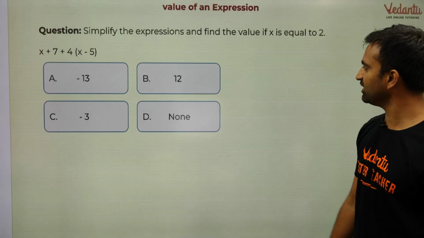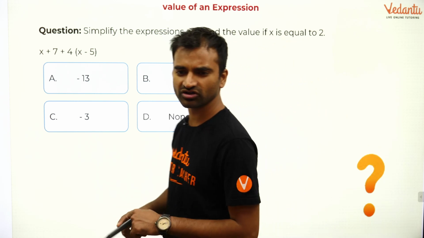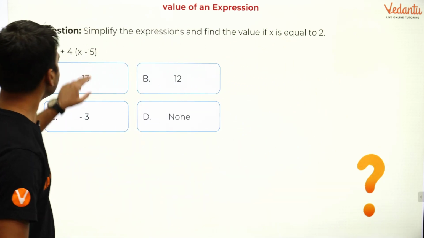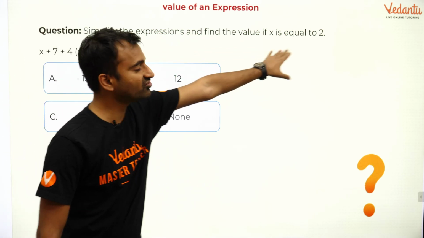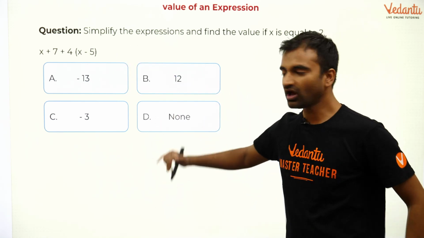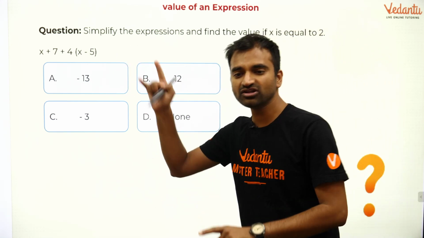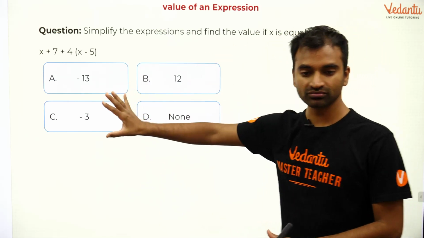Great, brilliant. Right, next question. We don't actually need the solution of that. That was very simple. Next question. Simplify the expression and find the value if x is equal to 2. So this is the expression right here. You have to simplify it and then find the value as well, if x is equal to 2. Everyone, very quickly.